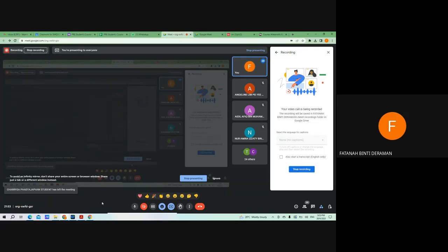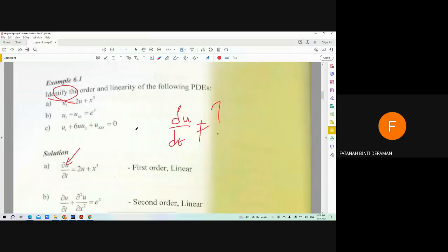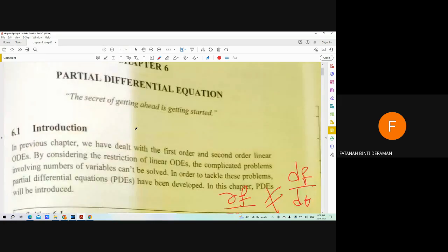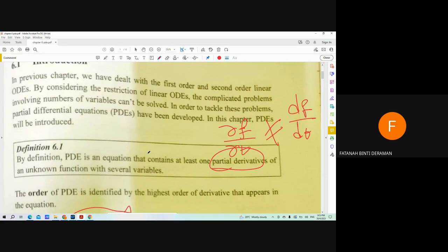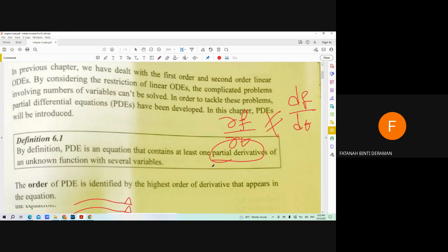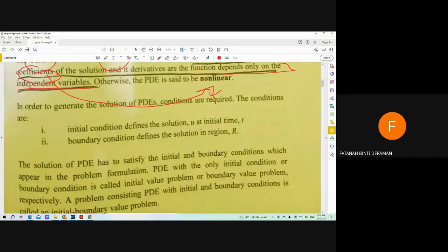Okay, again. So we have a partial differential equation, and the difference is df dt, with this dt. So there is a partial once we use this. So why in this equation?